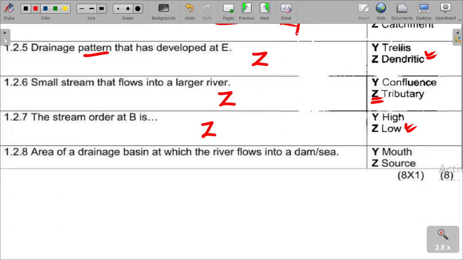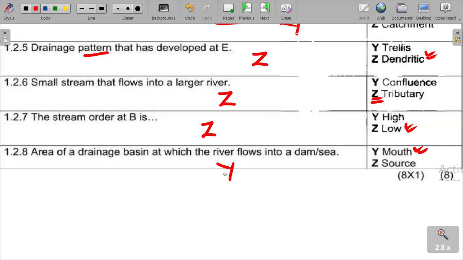The area of a drainage basin at which the river flows into a dam. We are saying it is the end of the river. The river ends at its what? It is the mouth. The opposite of source is the mouth.